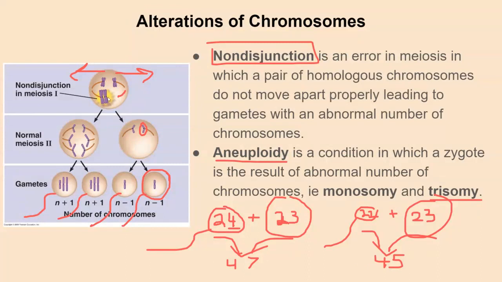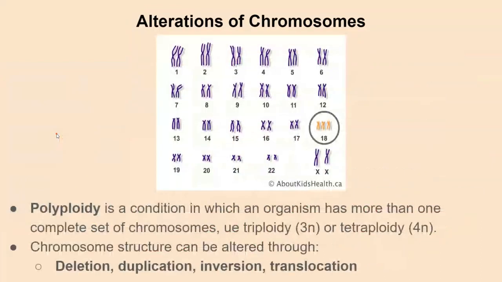So these are both types of non-disjunction. Non-disjunction just means that we didn't separate during meiosis. Let's look at some examples of that. For instance, here I can see that I have trisomy 18. I have an extra chromosome 18. This is called trisomy 18, or a form of polyploidy. It has too many. It's not an aneuploid, it's a polyploid.